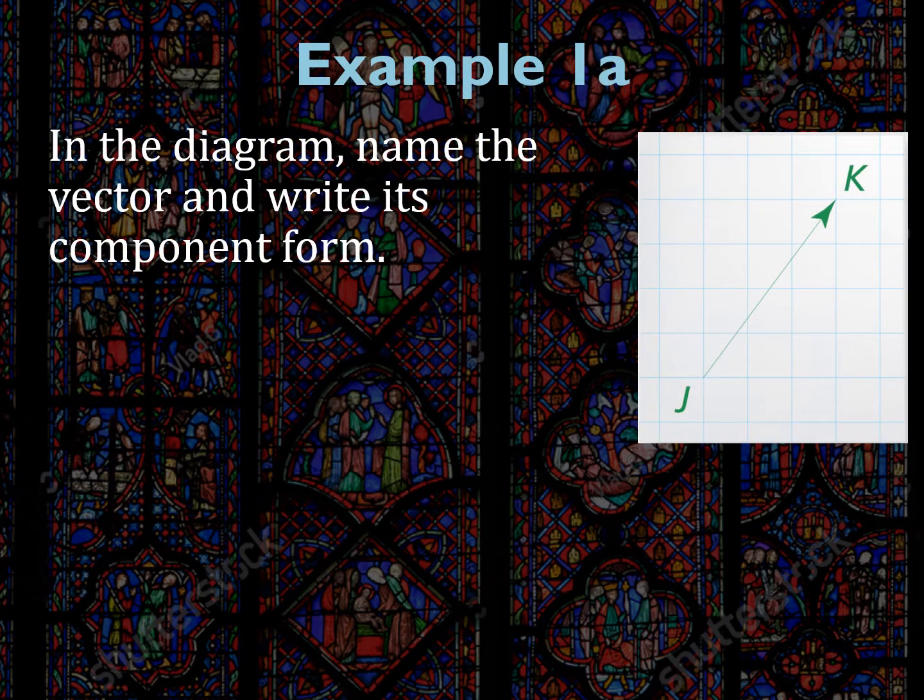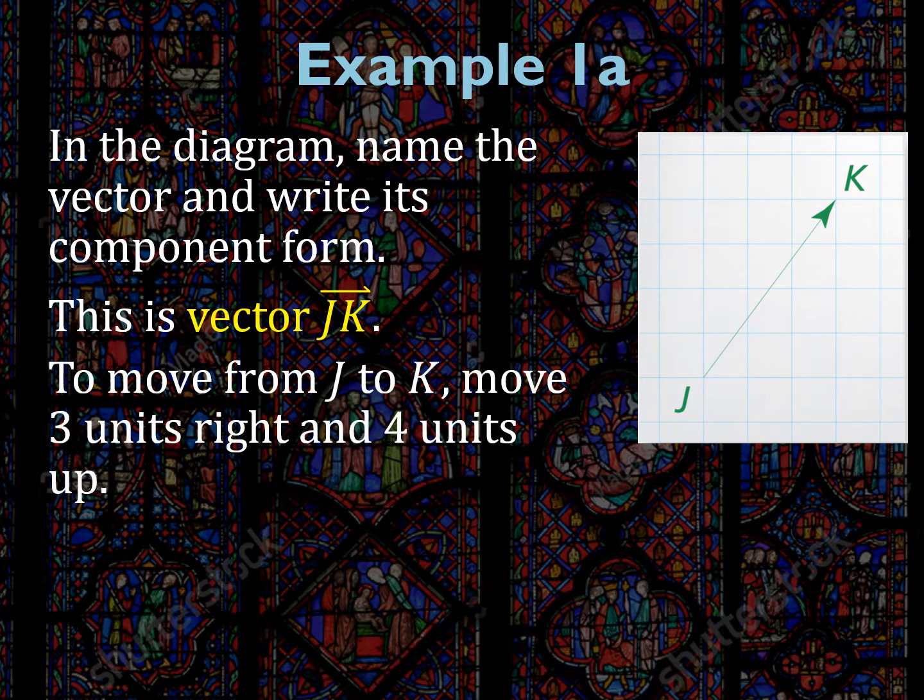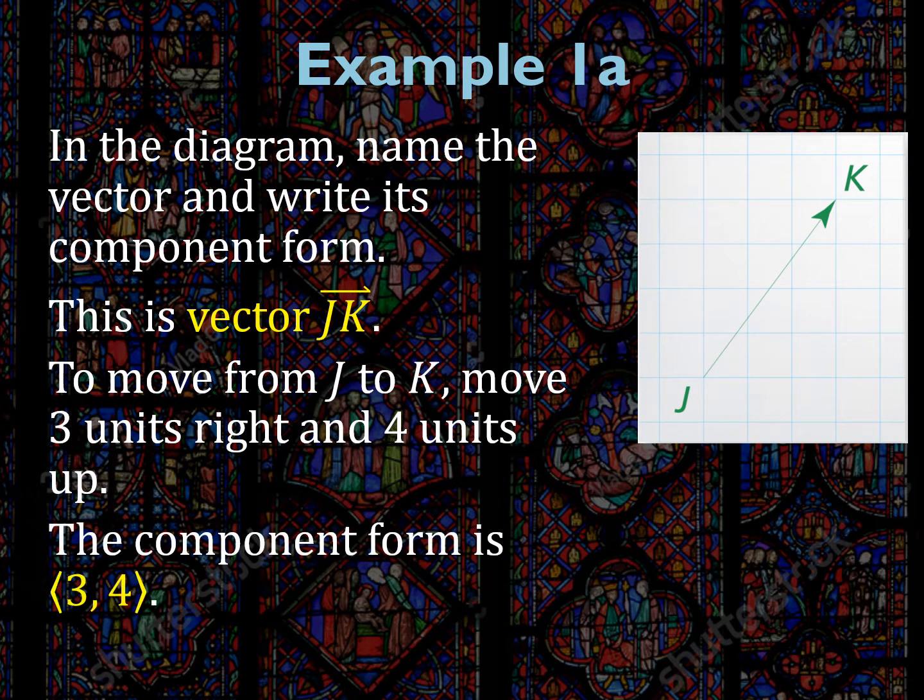Example 1a: in the diagram, name the vector and write its component form. So this is vector JK, and you want to count how many units it goes left to right, and then how many units it goes down to up. To move from point J to point K, you have to go 3 units to the right and 4 units up. So the component form is <3, 4>.